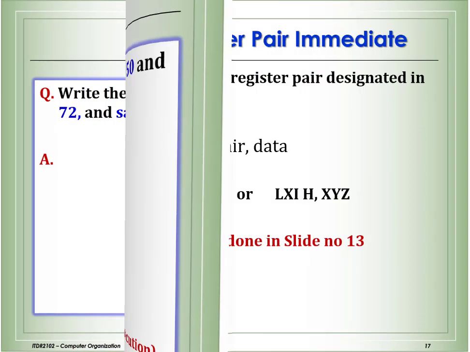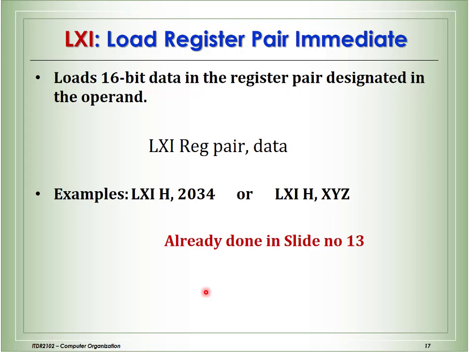Now this we already covered in slide number 13, but again I can tell you that LXI is the load register pair immediate. So LXI H, 2030 means that we are going to load this immediate 16-bit address into the HL registers.